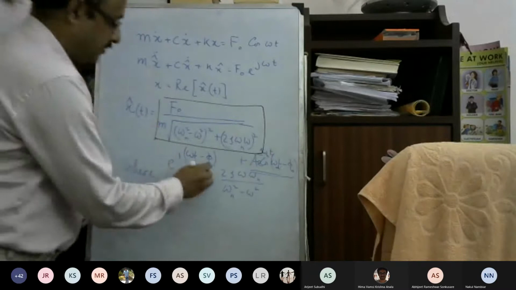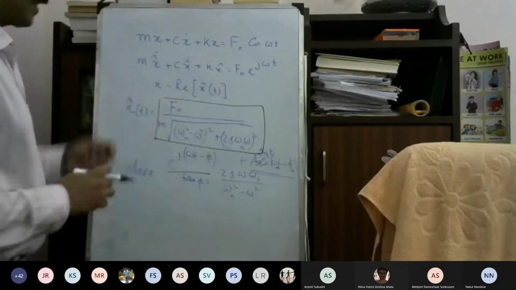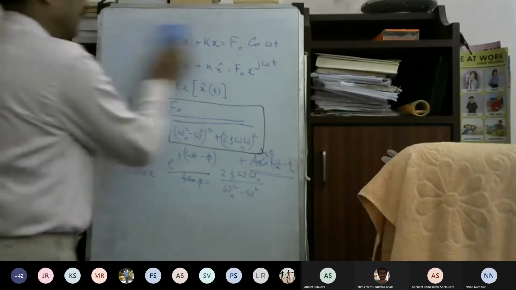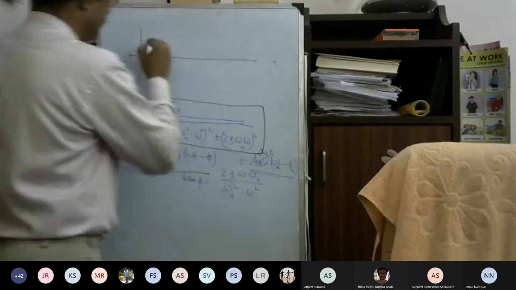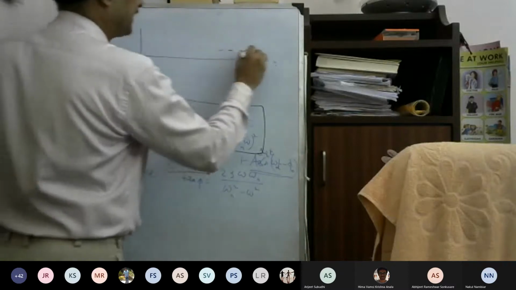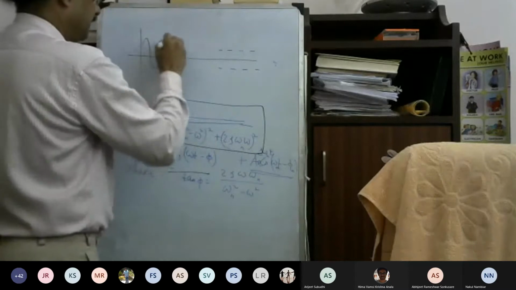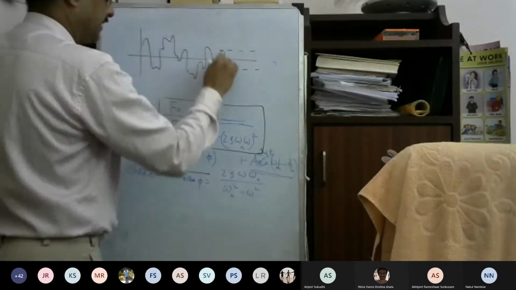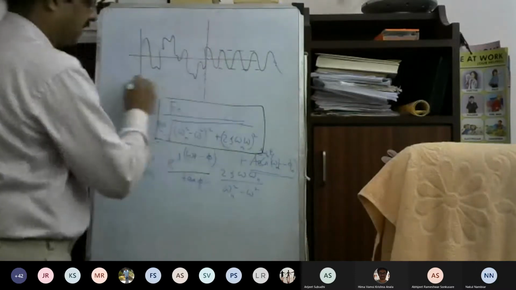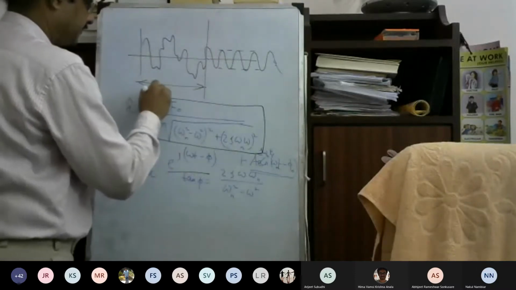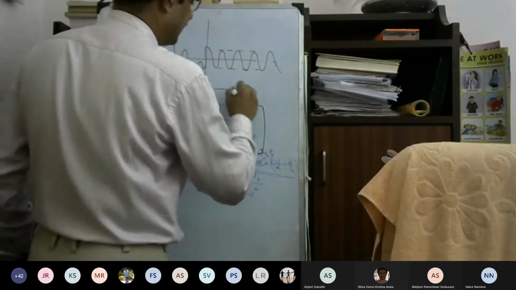So this part together with this one is actually giving us the steady state response. If you consider the response, what you will get is like this. There will be a steady state part, and this part will be something like this, but then eventually this will come. So this part is the transient part, and beyond this one is the steady state part.